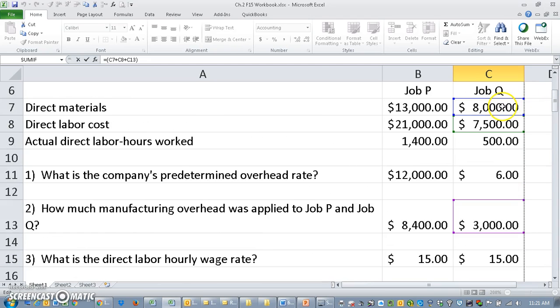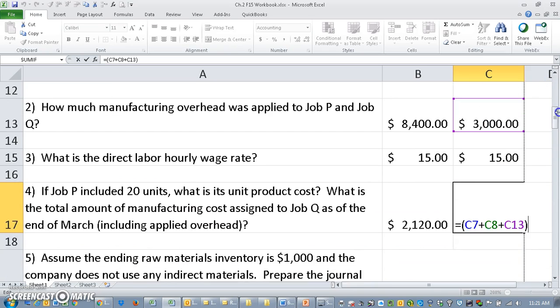But anyway, this total amount is just the total production cost for that job. Again, it's the direct materials, direct labor cost, and the manufacturing overhead that's been allocated to it.